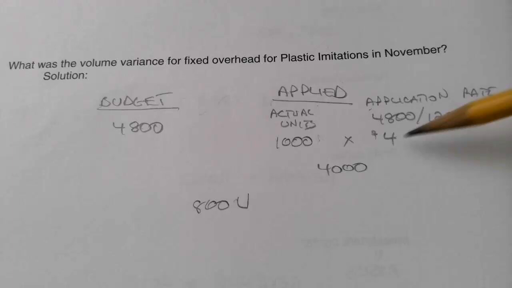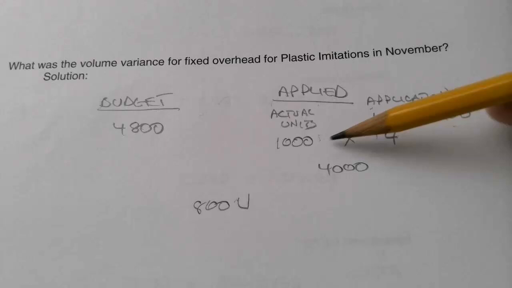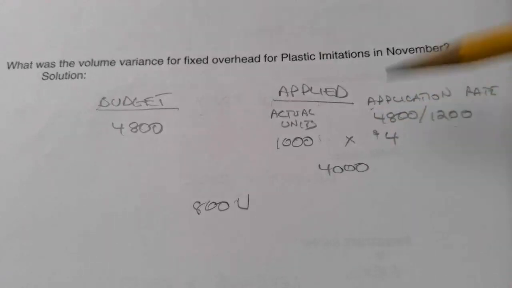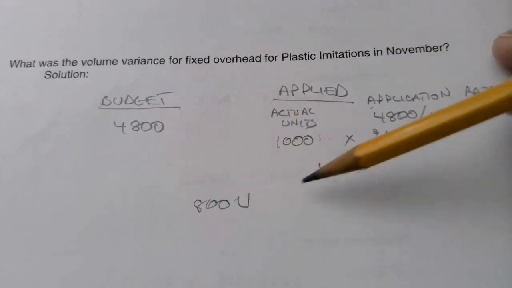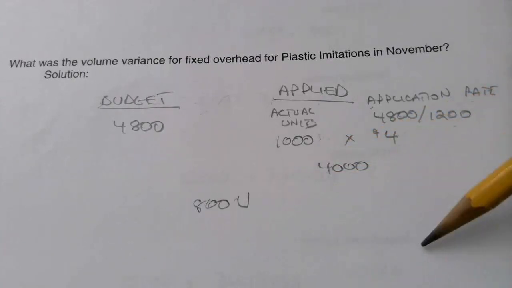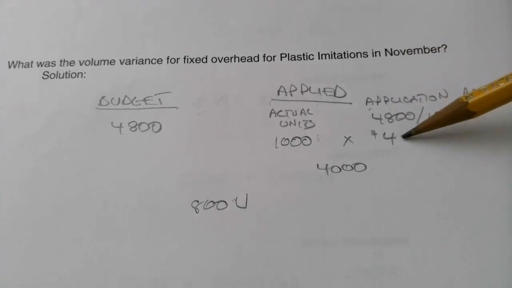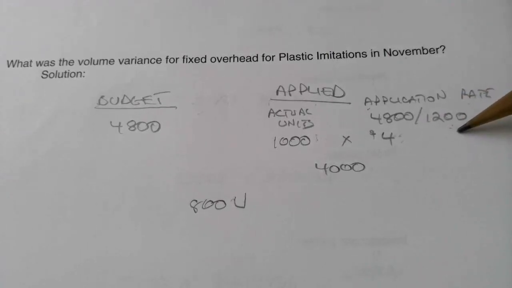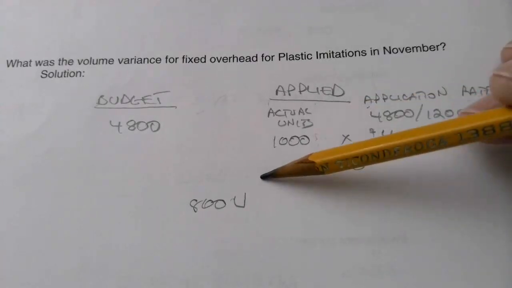So, normally, what we actually applied, we had 1,000 units that were charged $4 a piece for fixed overhead. That's $4,000. The budget is 4,800. The applied is 4,000. So we've got $800 unfavorable variance. Okay? In other words, what happened is that this application rate is too low. Okay? It planned on a volume of 1,200, which would have given us more units to spread that overhead over. Instead, we only produced 1,000 units, so it's an unfavorable variance.